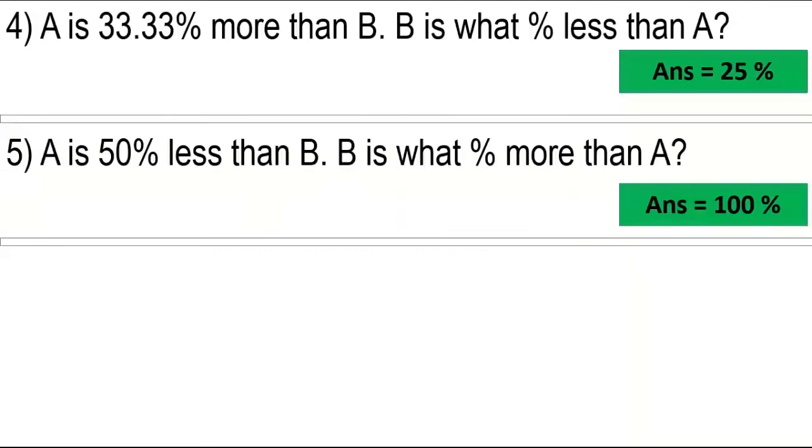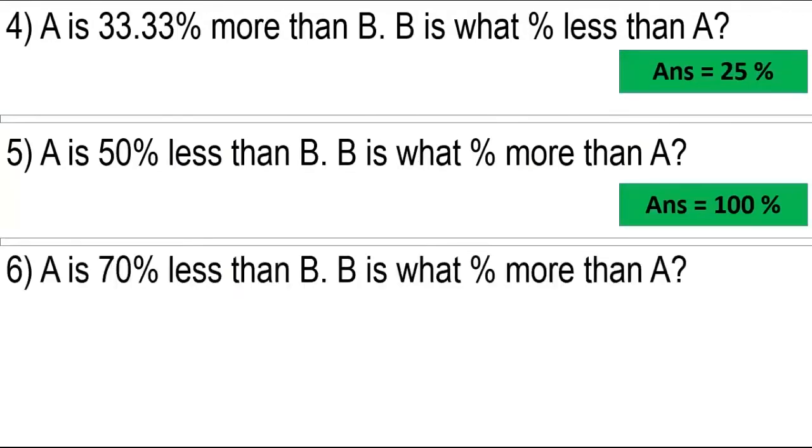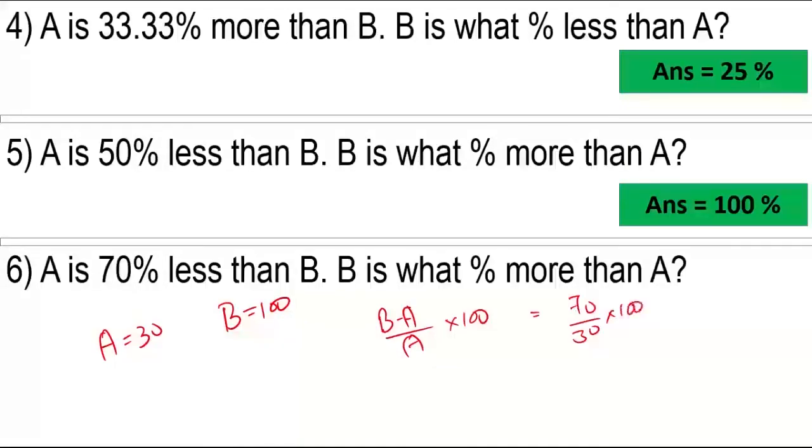Let's take the last example. A is 70% less than B. B is what percent more than A? B 100. A is 70% less than B. So A has to be 30. B is what percent more than A? So simply B minus A over A into 100. So that's 70 over 30 into 100. 7 by 3 is 266.66%.